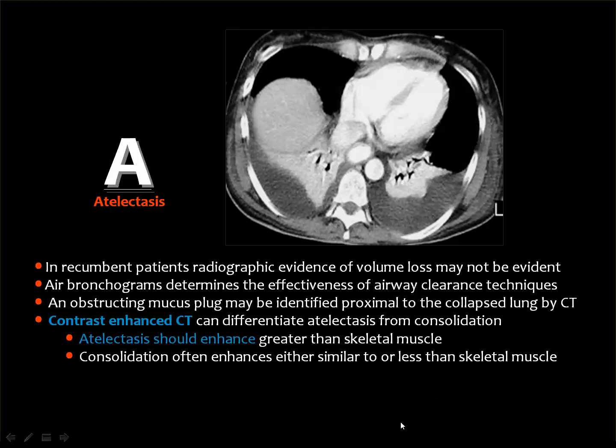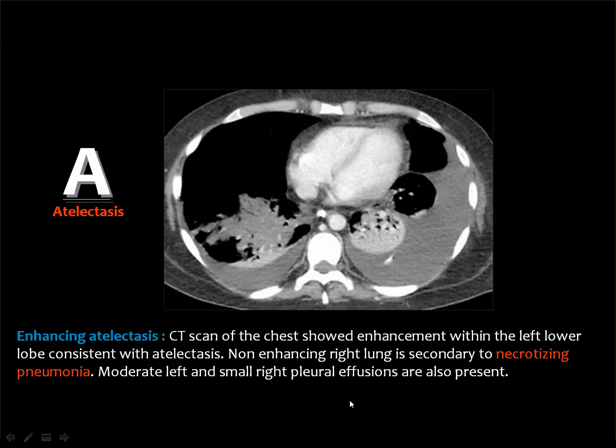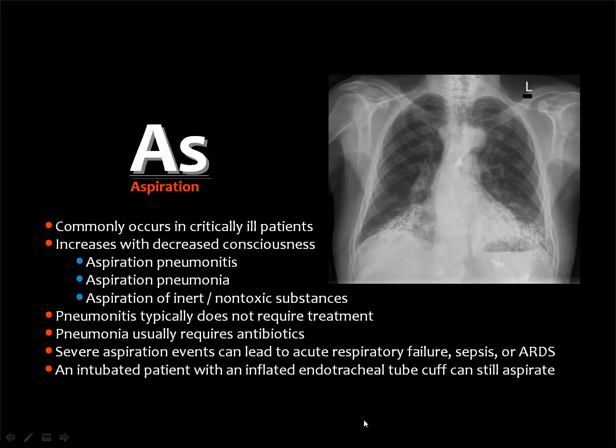According to the literature, atelectasis will enhance with contrast material more than the enhancement of the muscles, while the consolidation will enhance either similar or less than the skeletal muscles. And if you inject contrast and the consolidation does not enhance, then you know that this is necrotizing pneumonia. As you see here in this example, in the bilateral pleural effusion, there is contrast material injected as seen in the aorta, and you see the enhancement of the atelectasis and the relative non-enhancement of the pneumonia, which is diagnostic of necrotizing pneumonia.